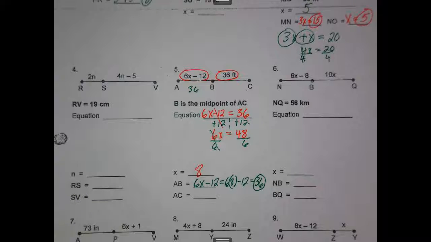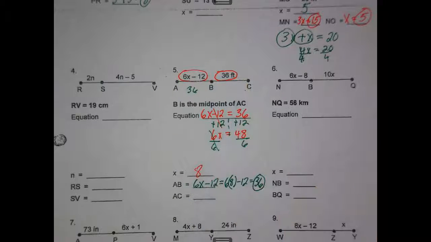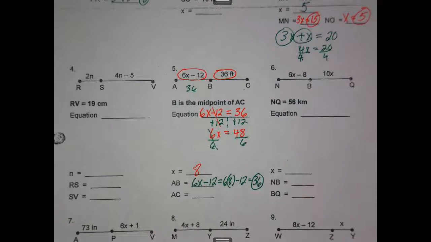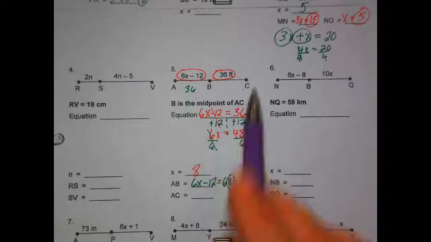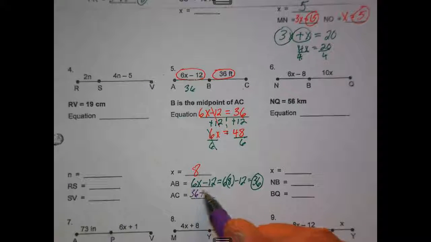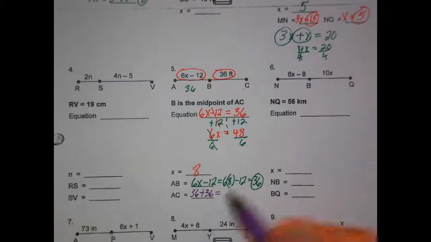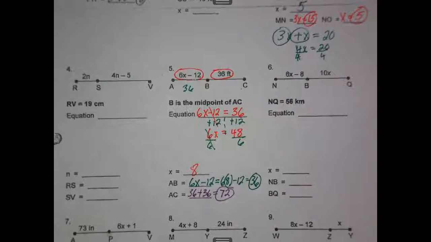All right, they want to know the entire length of AC from A to C. Yes. If A to B is 36 and B to C is 36, what's A to C? Yep. Either way. Yep.